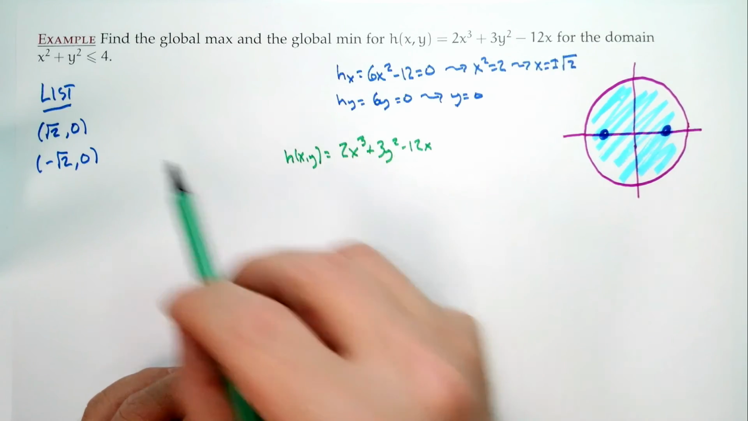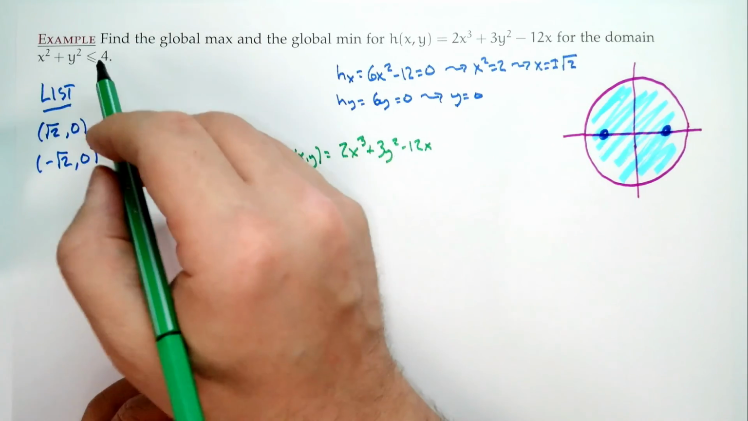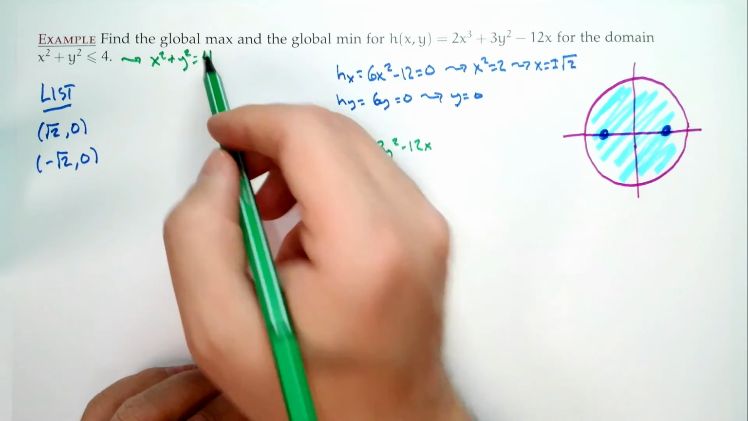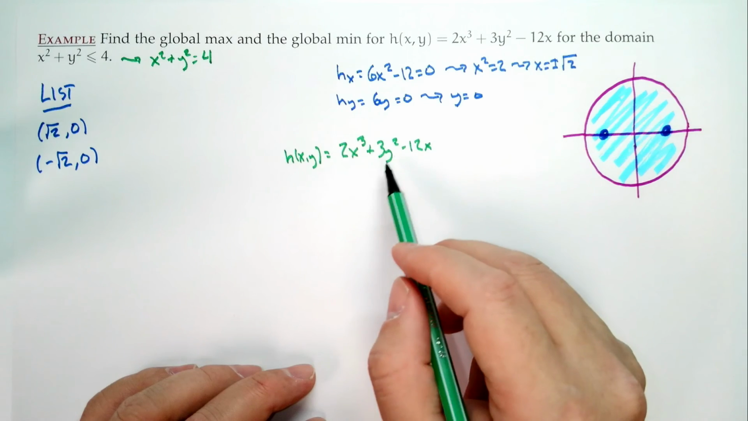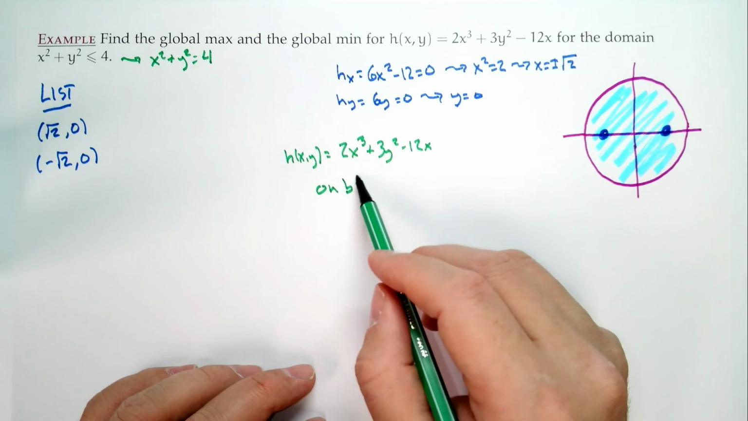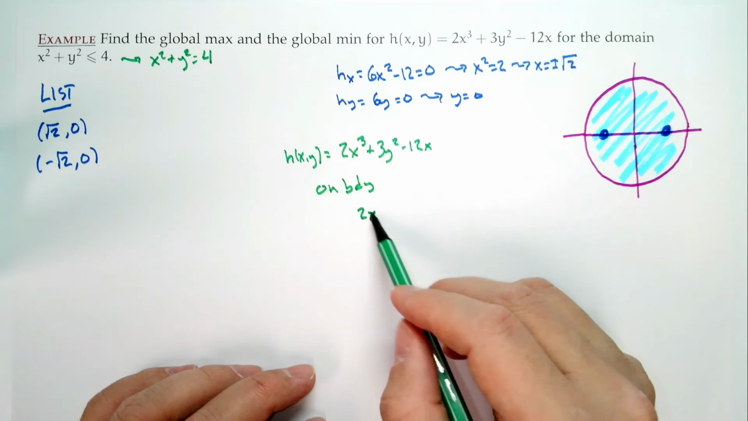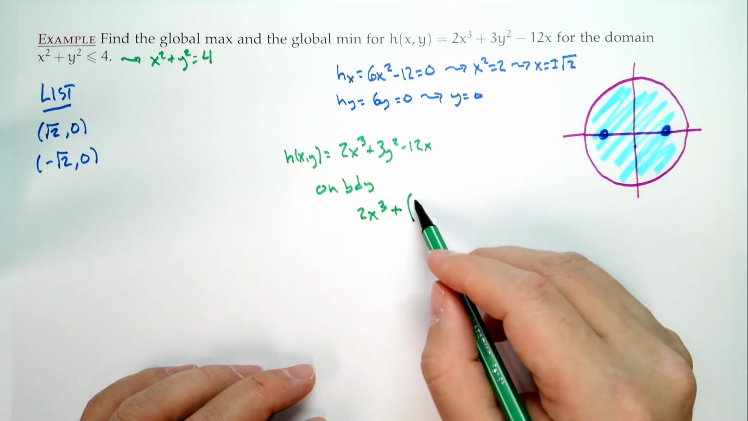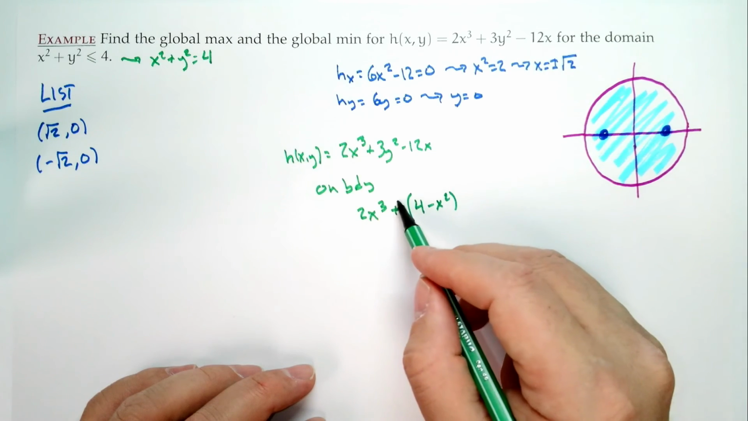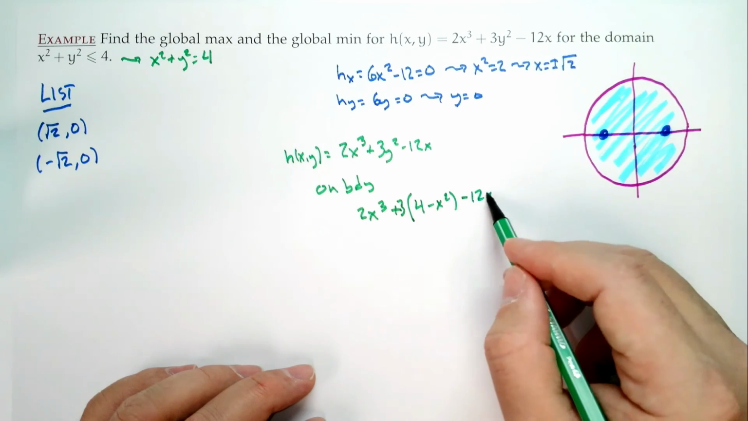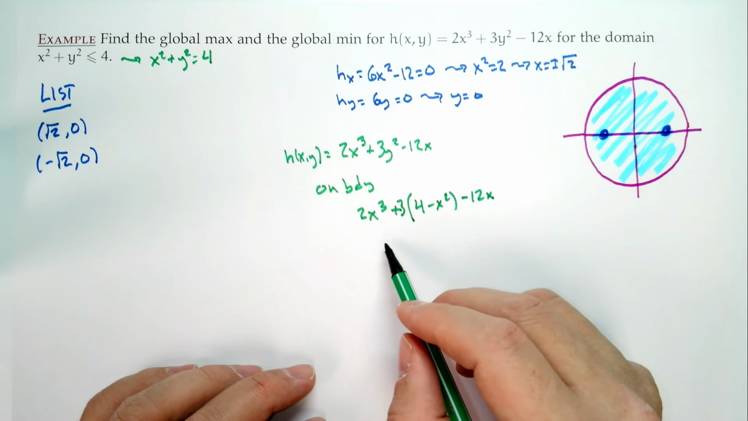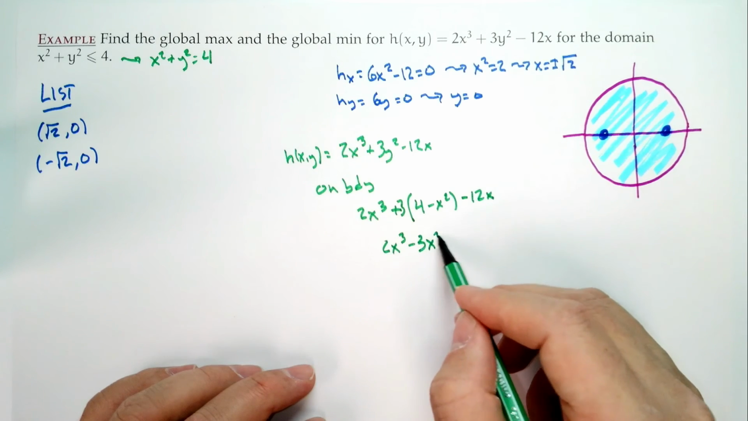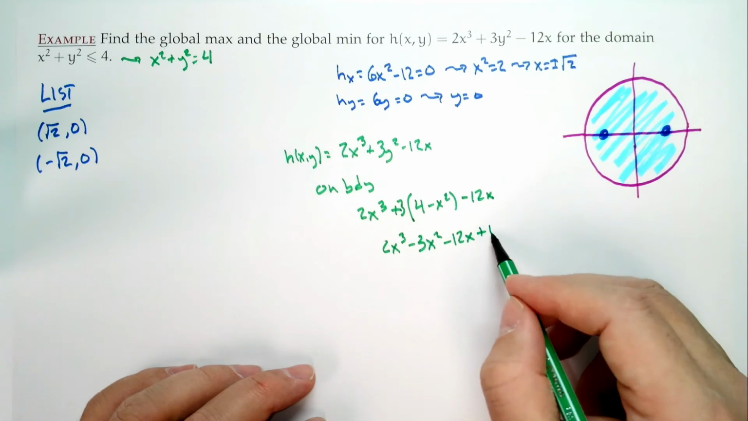So if we do that, well, one thing we can do is we can say, hey, wait a second, on the boundary, that's where x squared plus y squared is equal to 4. So on the boundary, we can rewrite this to say that this is 2x cubed plus, and I'll replace y squared by 4 minus x squared, and then there's still a 3 in front, minus 12x. Or that becomes 2x cubed minus 3x squared minus 12x plus 2.